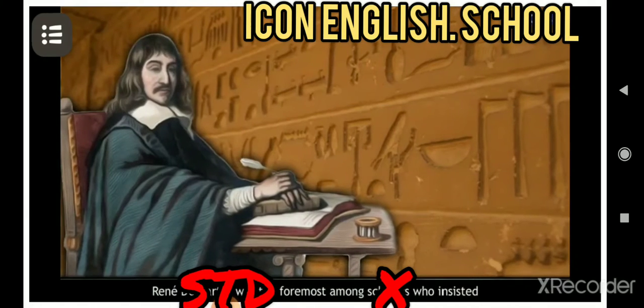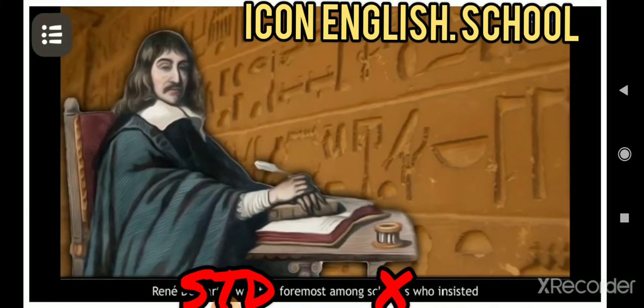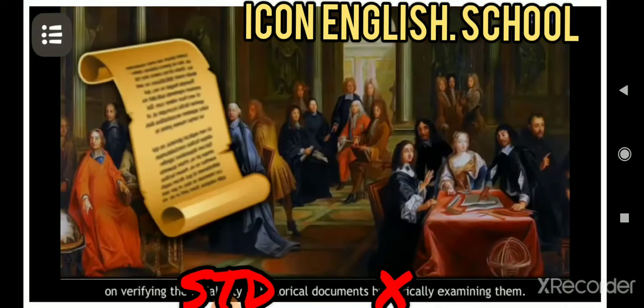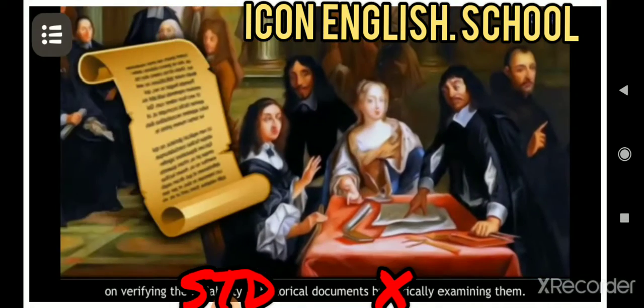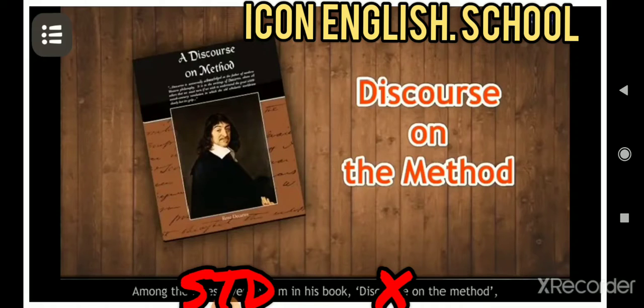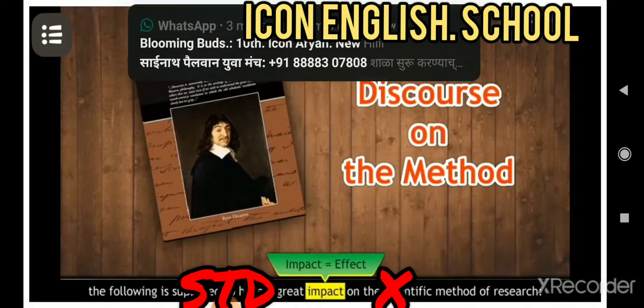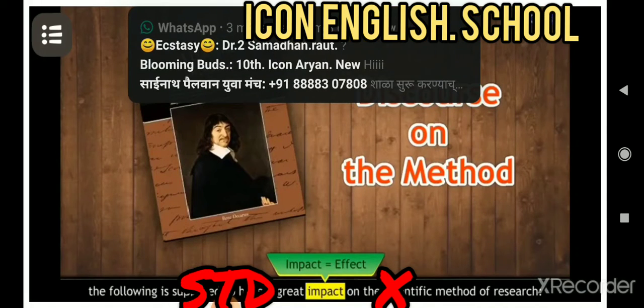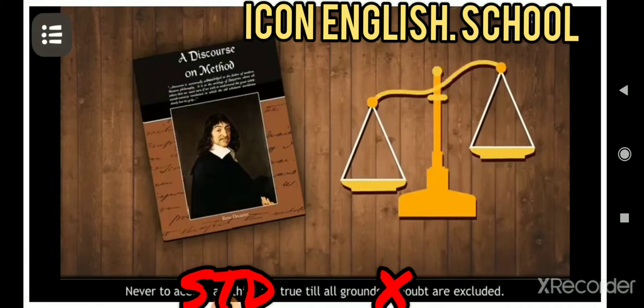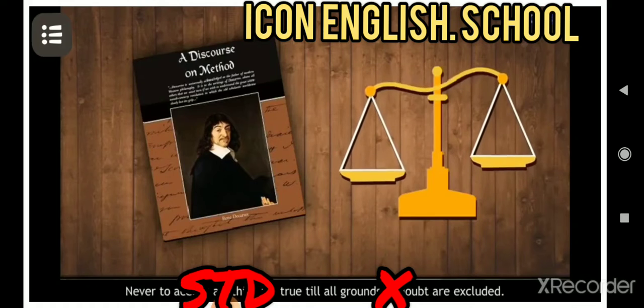René Descartes was the foremost among scholars who insisted on verifying the reliability of historical documents by critically examining them. Among the rules given by him in his book, Discourse on the Method, the following is supposed to have a great impact on the scientific method of research. Never to accept anything for true till all grounds of doubt are excluded.